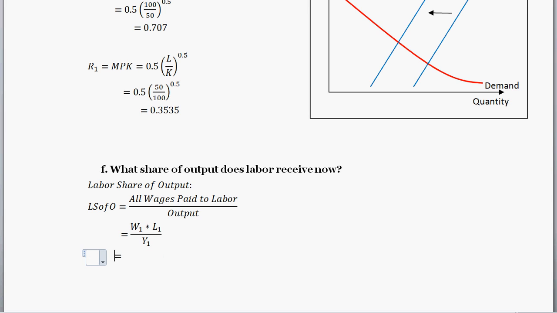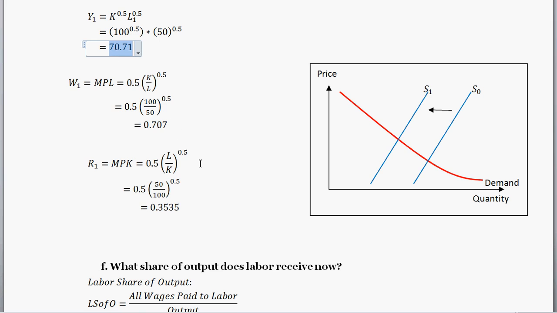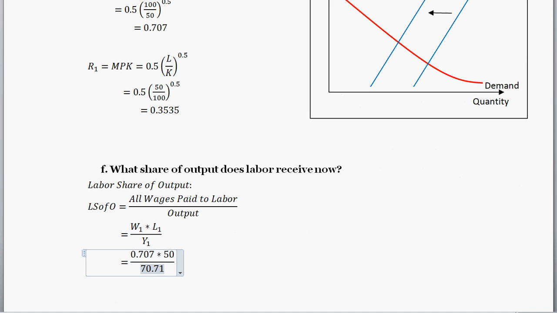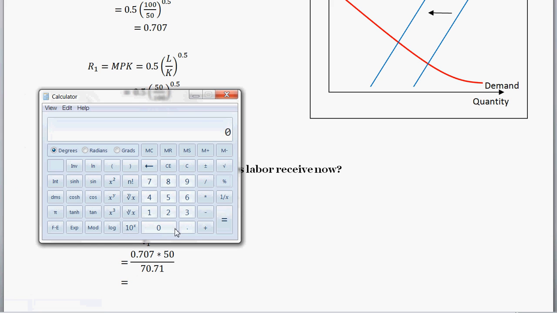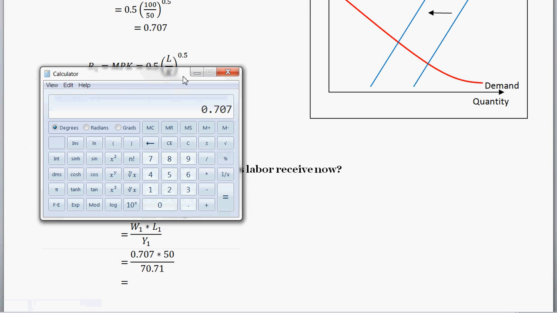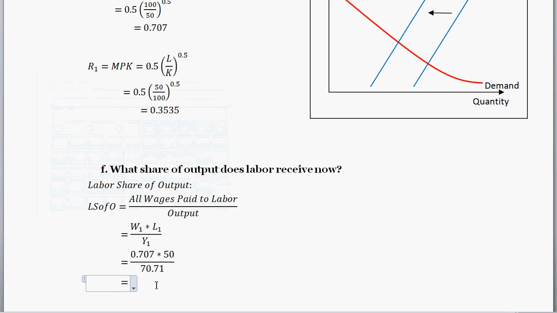So let's just plug in our numbers that we found. The new wage rate was 0.707. Remember, this is post-plague, so before labor was 100, now labor is 50. And before, output was 100, now output is 70.71. So solving this through, if you just look at it, you might actually see what the answer is, but I'll use a calculator. So you got 0.707 times 50 divided by 70.71. So 0.4999. So I'm going to just round up to 0.5. So labor share of income is 0.5.